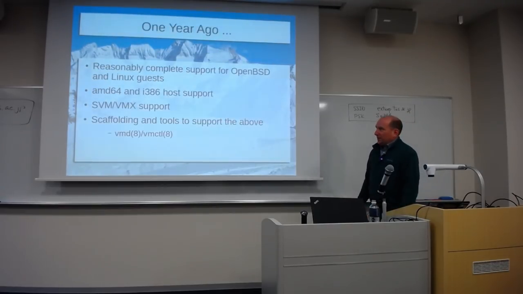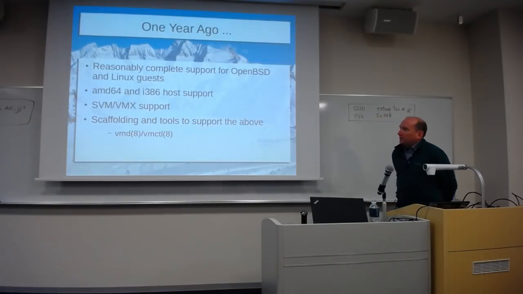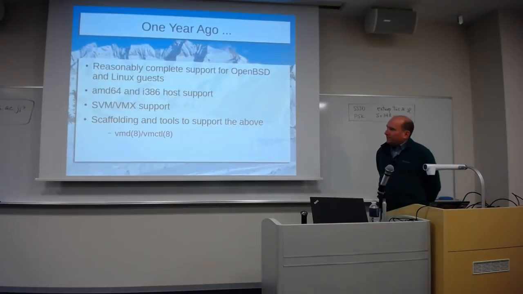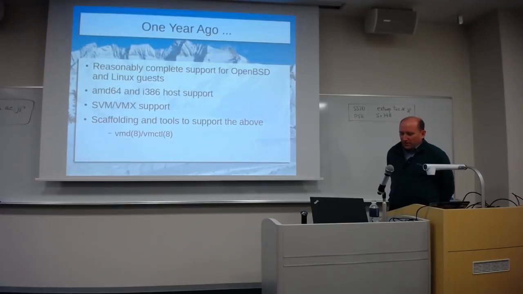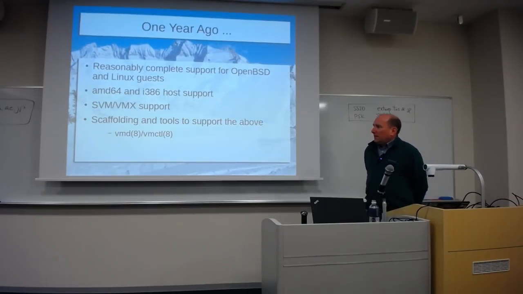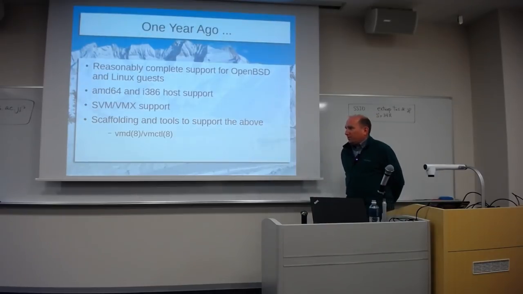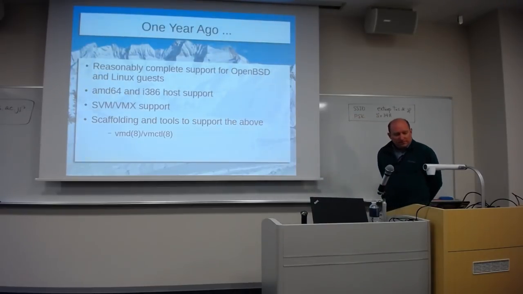So 1 year ago, reasonably complete support for OpenBSD and Linux guests, AMD64 and i386 host support, SVM, VMX support. Basically, everything just kind of worked. There were, of course, warts and bugs and things that needed to get sorted out, but fundamentally, it did what it was supposed to do, VMM and VMD, that is. Scaffolding and tools to support the above, so VMD, VMCTL, that's how you interface with the hypervisor of OpenBSD. So all that stuff was already in there last year.